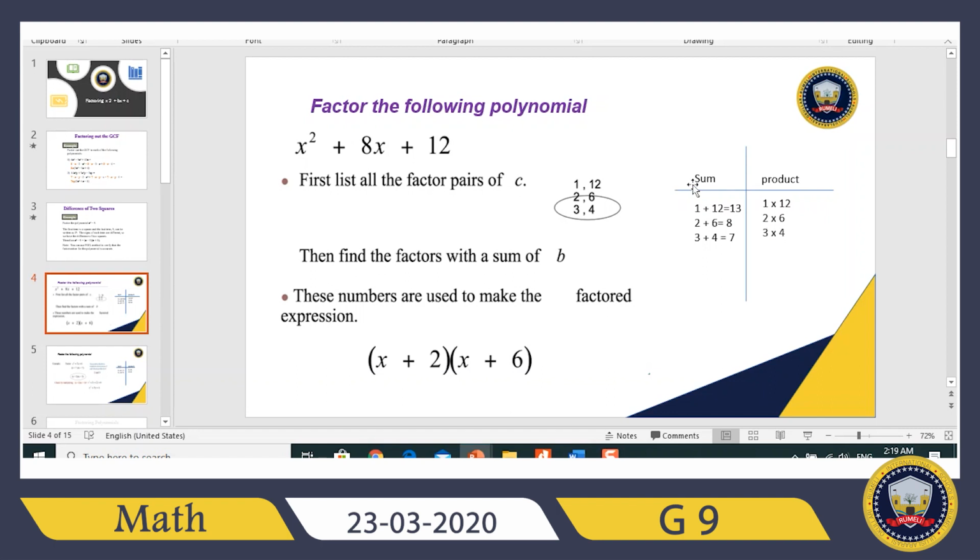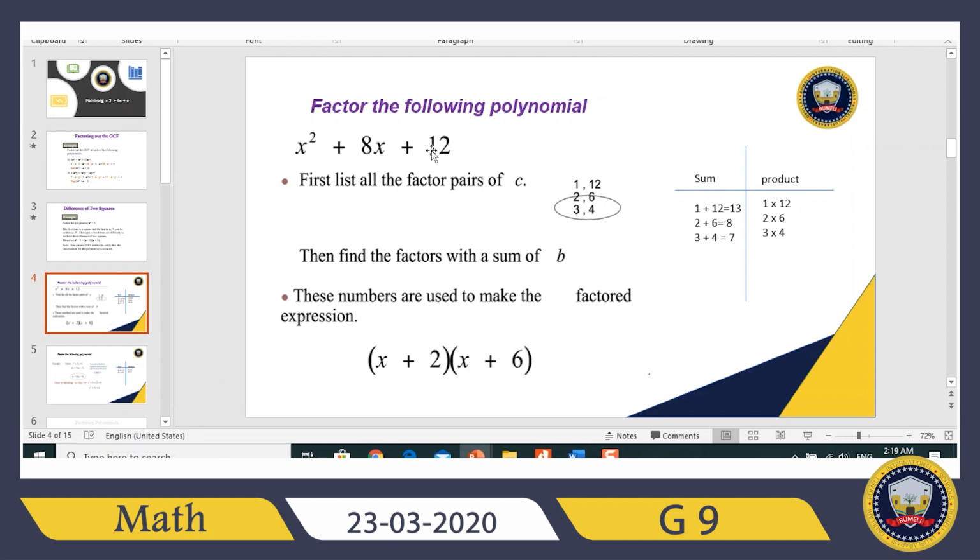Then I will write the sum of what I wrote as a product. In other words, I will add: 1 plus 12 equals 13, 2 plus 6 equals 8, 3 plus 4 equals 7. So I will look now to the middle term, the second term. I will see which of these two numbers, the sum of these two numbers, will give me number 8.